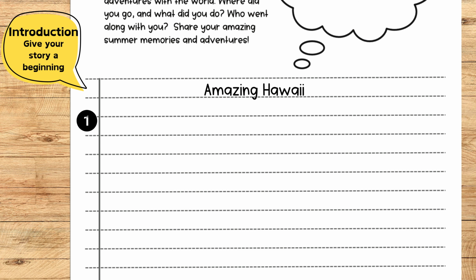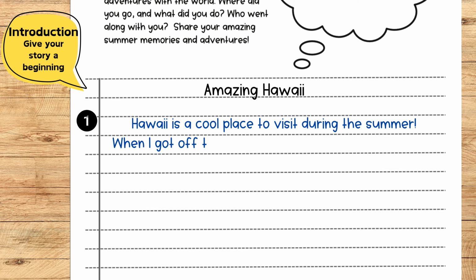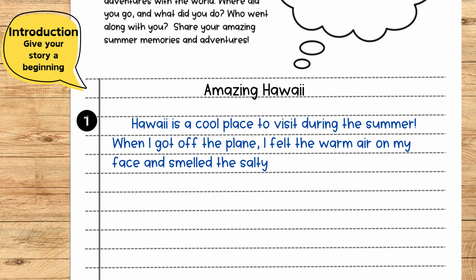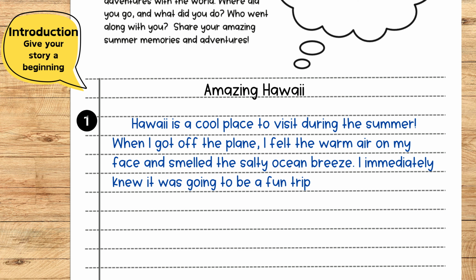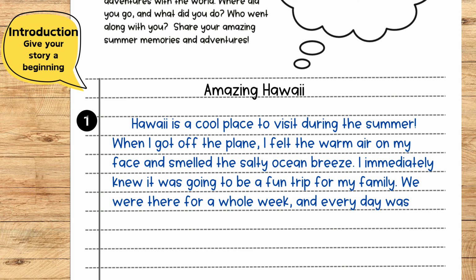Let's put it all together. I'm going to write my introductory paragraph on my paper. Hawaii is a cool place to visit during the summer. When I got off the plane, I felt the warm air on my face and smelled the salty ocean breeze. I immediately knew it was going to be a fun trip for my family. We were there for a whole week, and every day was full of exciting new adventures.